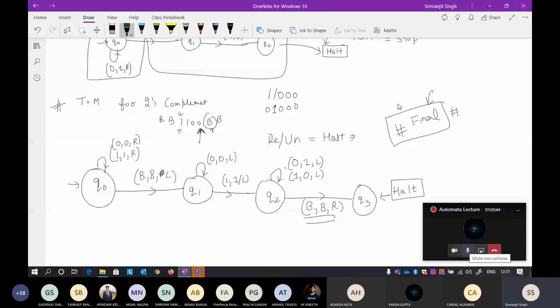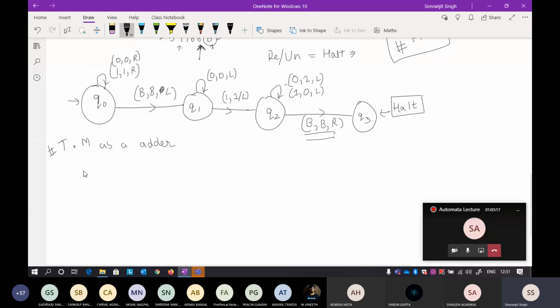Sir, is it possible for us to get the two's complement the long way, like taking one's complement and adding one to it to get the two's? Can we implement that using a Turing machine? Yes, you can implement that. I can also show a Turing machine as an adder. If the adder is possible, you can do this the long way.